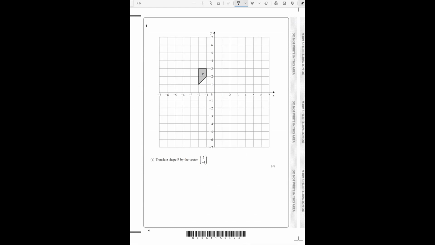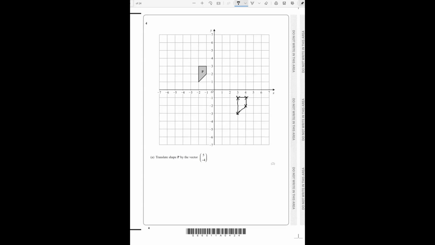Number 4. Translate shape P by a vector of 5, minus 4. Well, the top number tells you how far across positive, so we're going right. 1, 2, 3, 4, 5. Minus 4, so it's going down. 1, 2, 3, 4. So that's one corner. The shape doesn't change. So basically your new shape ends up there. Okay, so that's a translation by 5, minus 4.